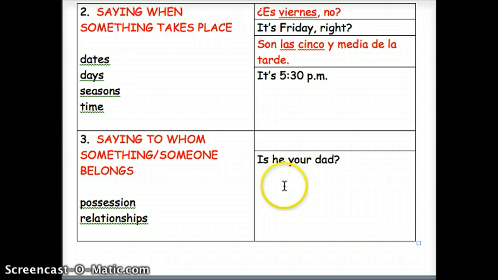Then the last reason for using ser, saying to whom something or someone belongs. And with the use of ser here, when you're talking about possession, like that's my pen, relationships, my kid, my grandma, they belong to you. So, is he your dad? ¿Es él tu papá o tu padre?